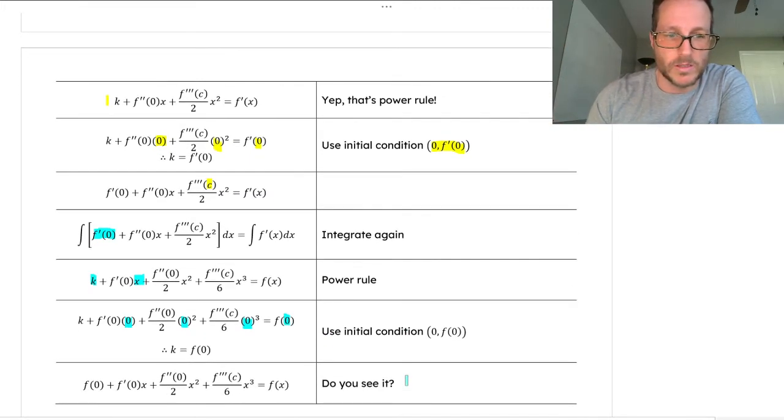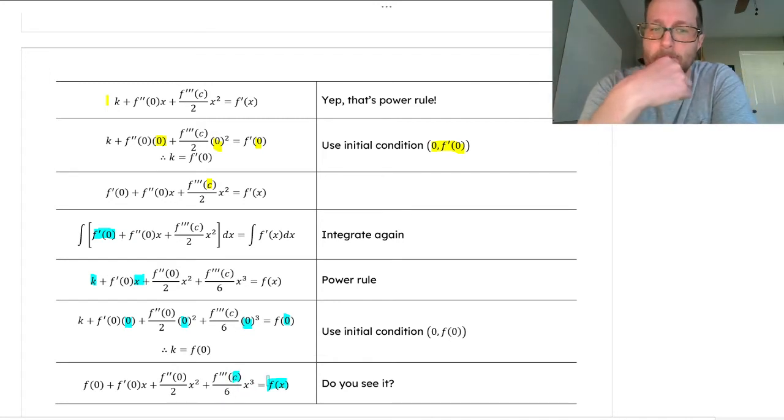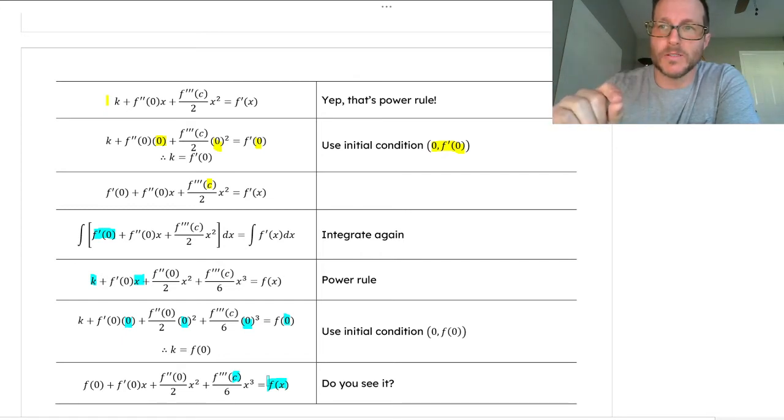The result is that the function f of x is f at 0 plus f prime at 0 times x plus f double prime at 0 over 2 times x squared plus f triple prime at c over 6 times x cubed. Now, if you look carefully, you might notice something interesting pertaining to Taylor polynomials.